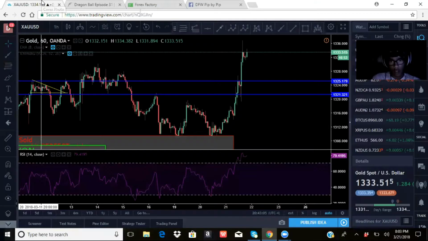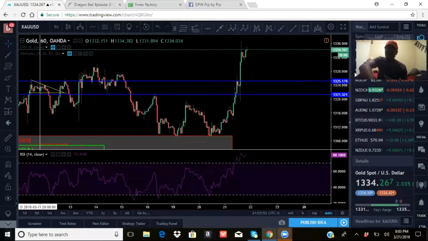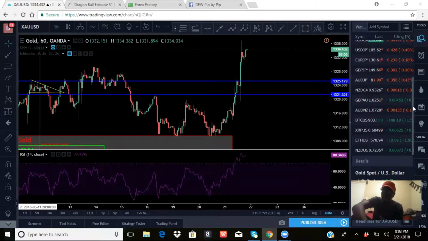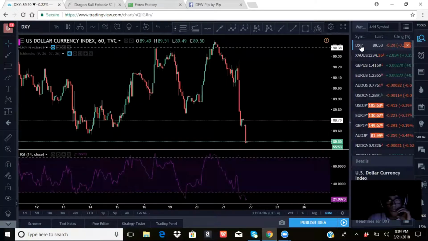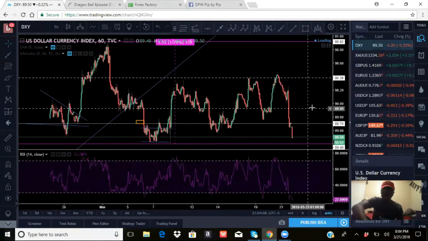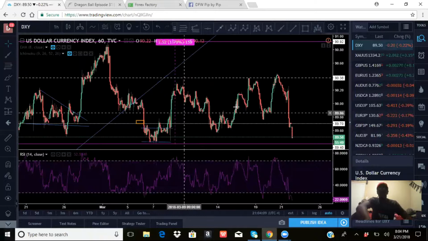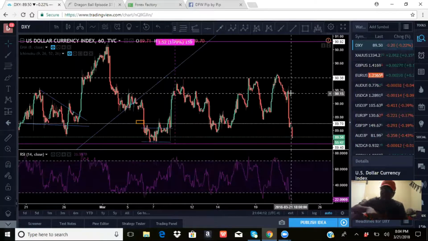Up here, you can see the DXY right here. Like I said, this is the dollar index. This is the chart that is showing you the value of the dollar. You look at this, and it's going to determine what all other U.S. pairs are going to do.